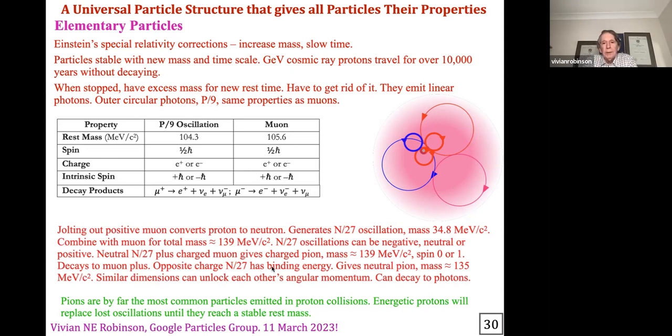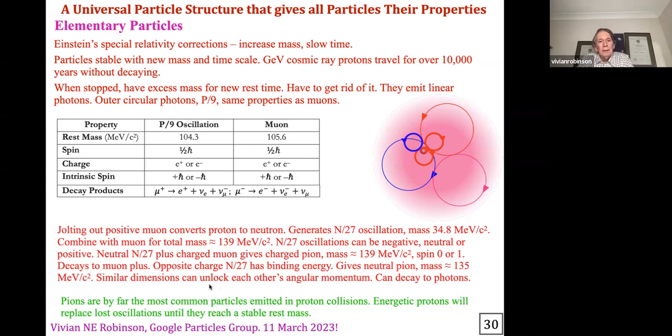But when you have opposite charges, a positive attaching to a negative, it will give some binding energy. That drops the mass from 139 MeV to about 135 MeV per c squared. And the similar dimensions mean the radii only differ by a factor of 3, so the two can actually sometimes release each other's angular momentum, in which case they will decay to photons as well as decaying to muons, as shown here.